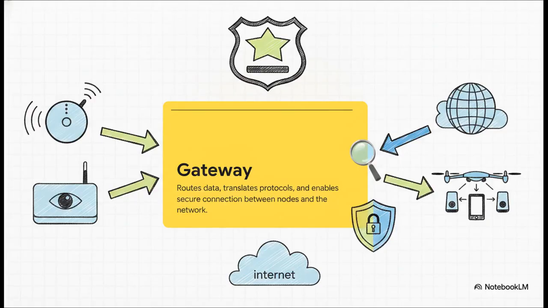So, the unsung hero right in the middle of this architecture is the gateway. You can think of it as the ultimate traffic hub. It sits right between the sensors on the ground and the broader internet. Because different sensors might speak completely different languages or use different radio frequencies, the gateway translates all this data so the devices can actually understand each other, while also acting as a critical security checkpoint.